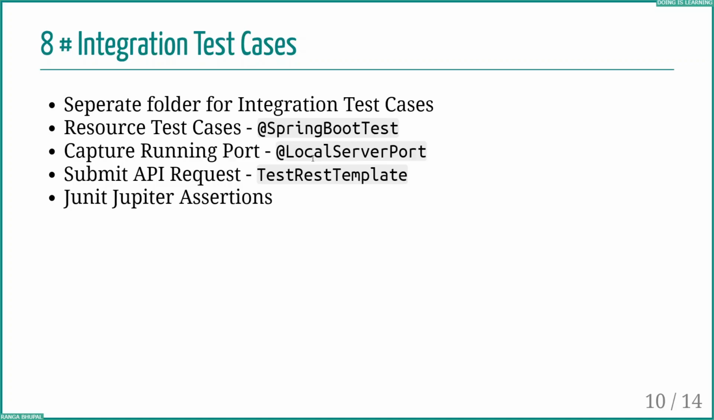So what we are going to do here is capture the server port. We can fix the server port or we can take a random one, but we strongly suggest taking the random one and capturing the random port on which the application is running. Use the test REST template to send the request to the API and later validate the response.